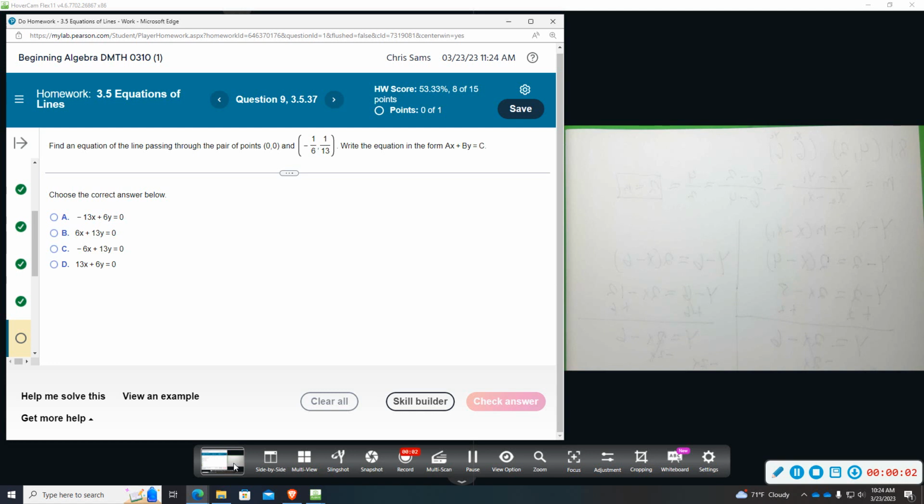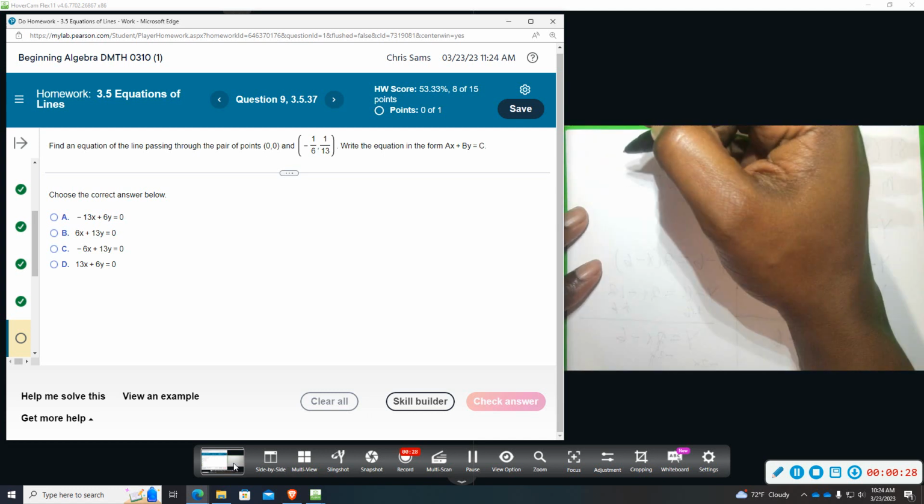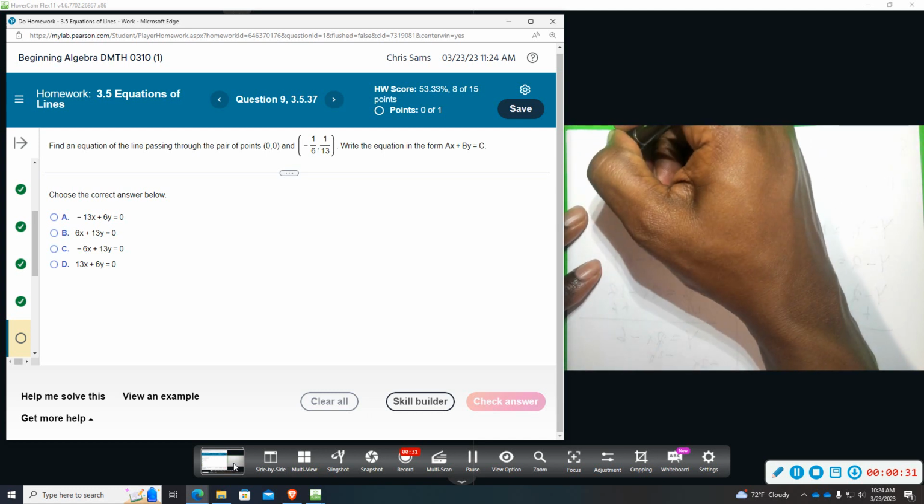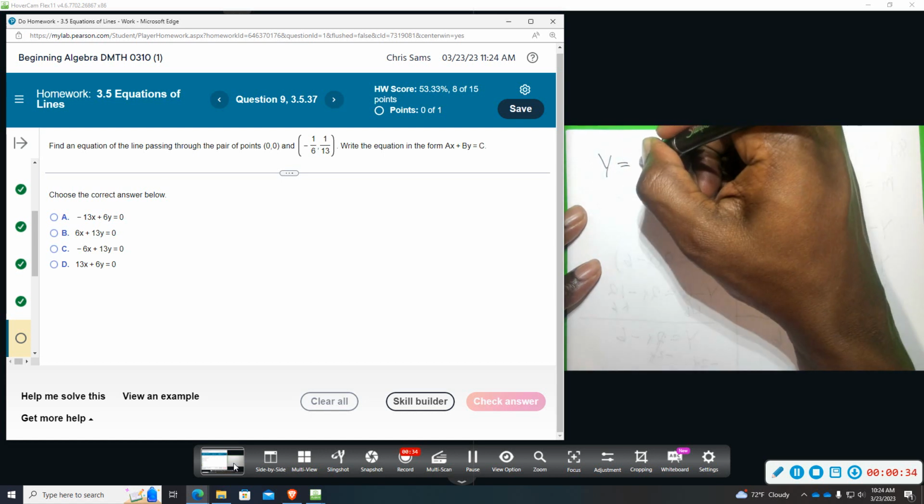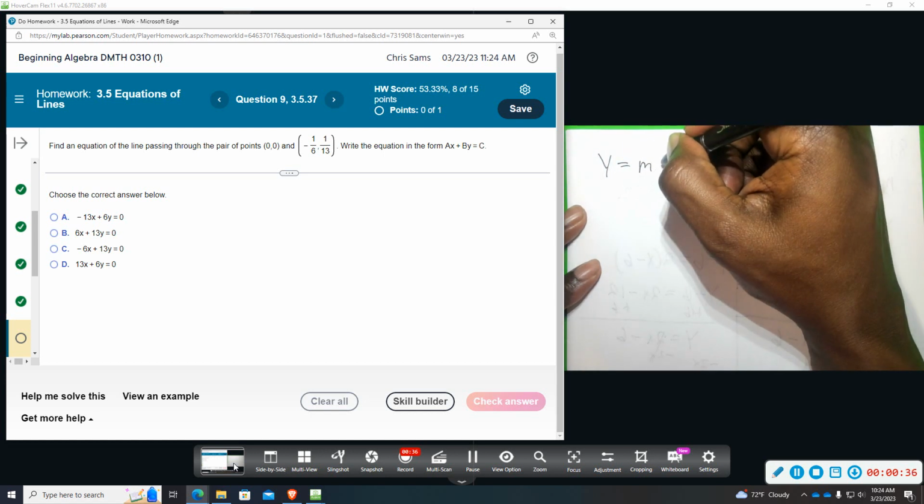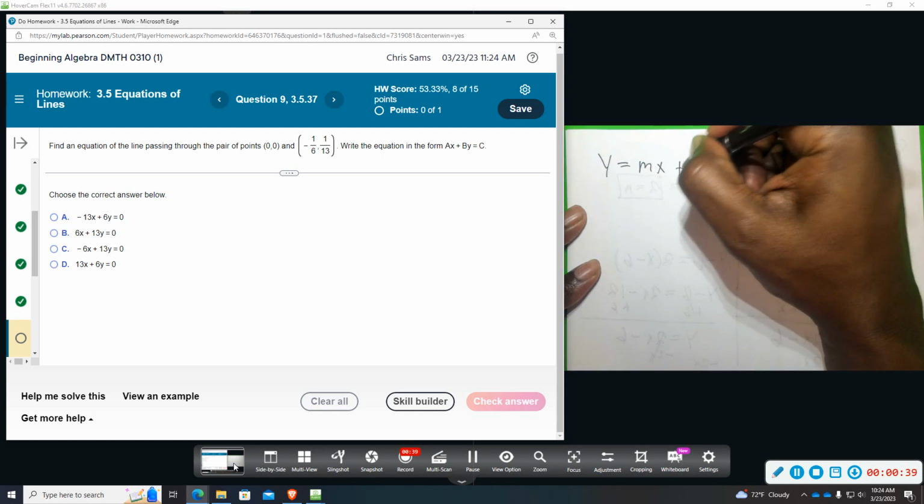All right, question number 9. We want to write the equation of a line that goes through the given 2 points in standard form. One thing I like to do sometimes is, instead of trying to find the slope and plug it into point slope form, I like to work backwards. I always use slope-intercept form if possible. So I'll show you what I mean.